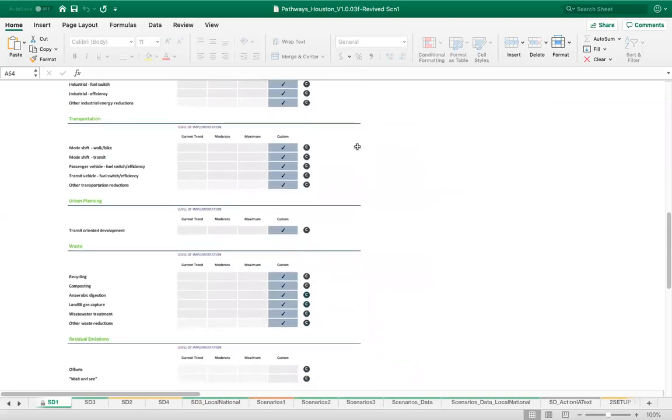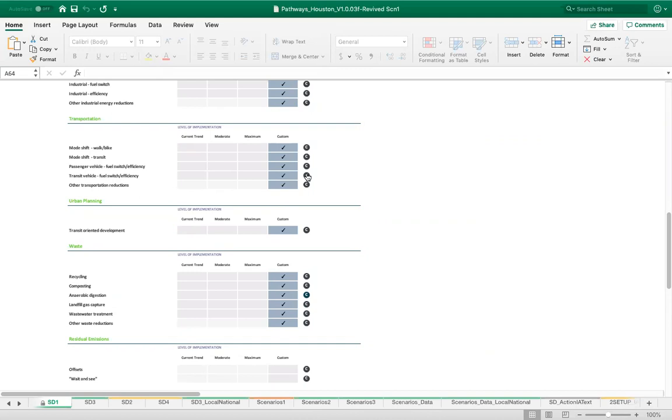Let's keep things moving, let's look at transportation. Again, mode shift, getting people out of their vehicles is one of the most significant ways to reduce emissions. Getting them into walk bike has a different effect to getting them into transit, so we can adjust accordingly. And then looking at fuel switching for passenger vehicles versus transit, and looking at vehicle efficiency improvements. We could do other transportation reductions, although this is typically captured under current trends. There is the ability to adjust that somewhat.